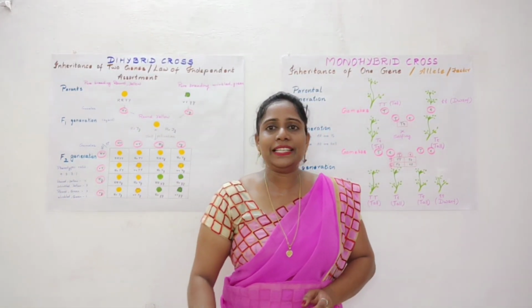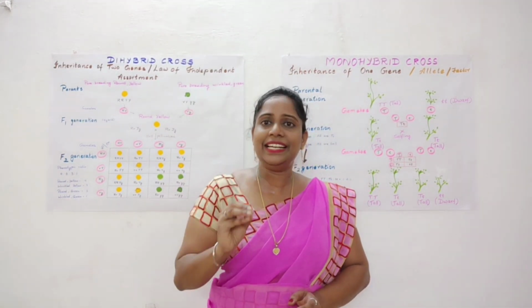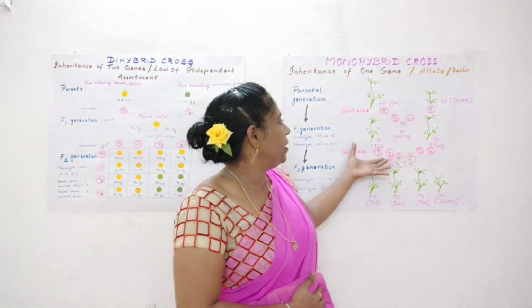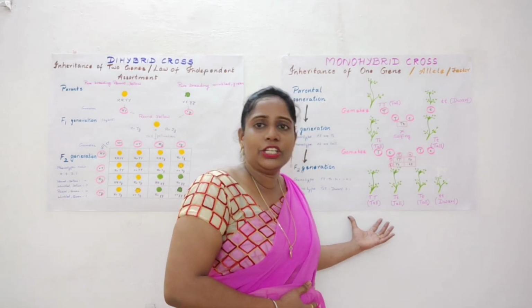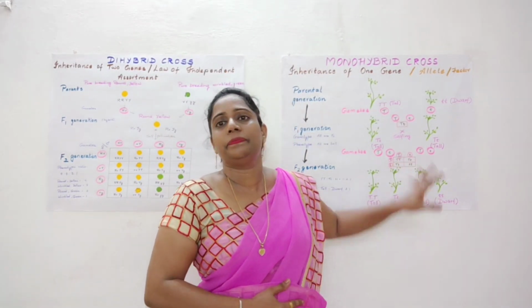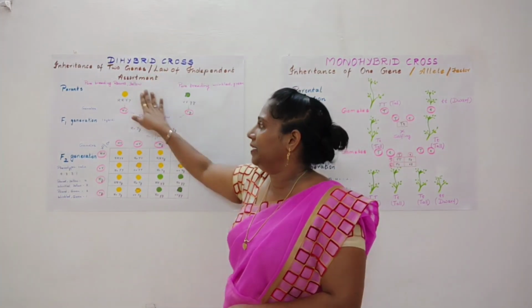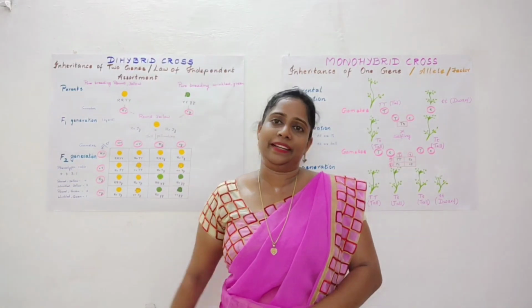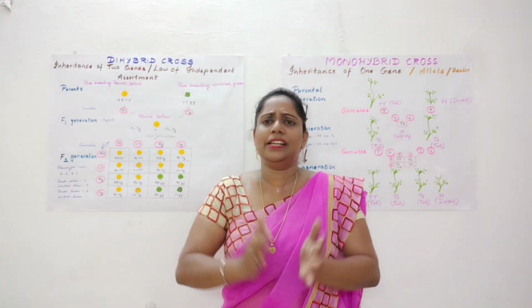So today we discussed inheritance. What is inheritance? What is monohybrid cross? How we derive the phenotypic and genotypic ratio using Punnett square. We also discussed what is a dihybrid cross, and we discussed the law of independent assortment. Okay, children? So I think this is very clear to you.